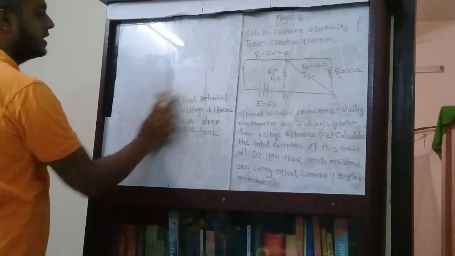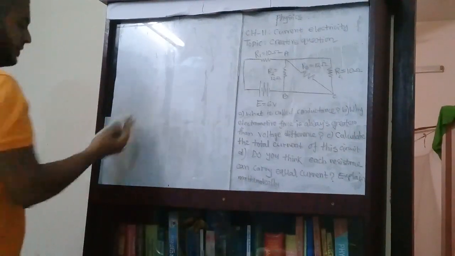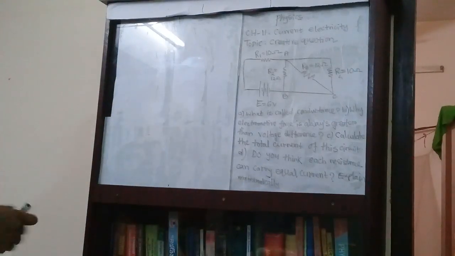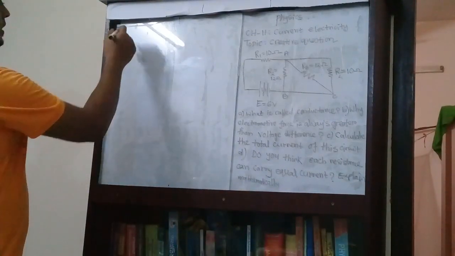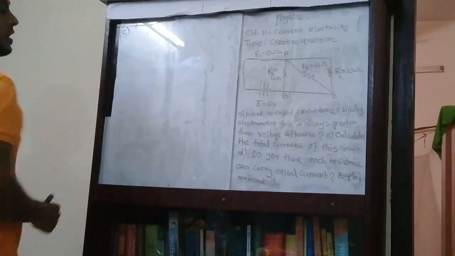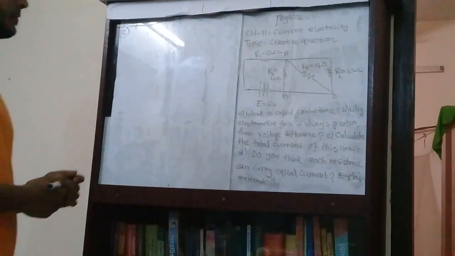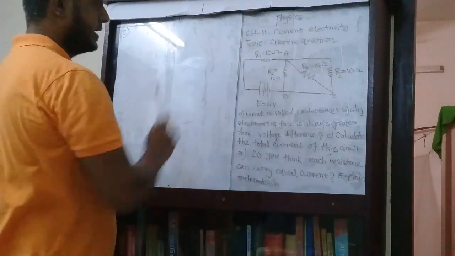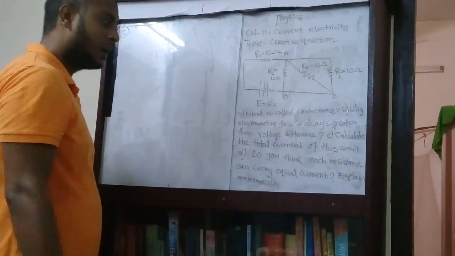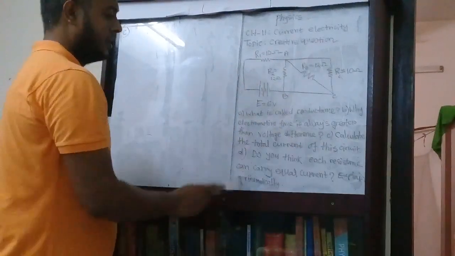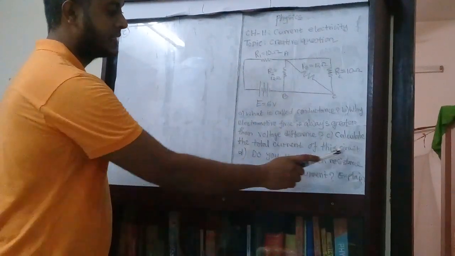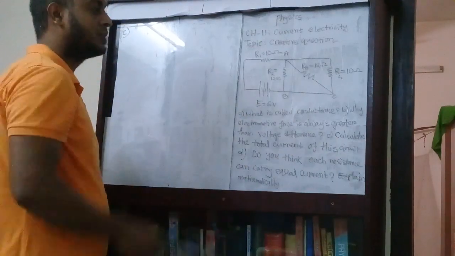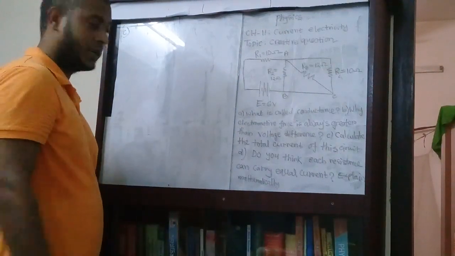I'm going to discuss question number C. In this circuit, boys and girls, you have to calculate the total current of this circuit. You have to calculate the total circuit current here.